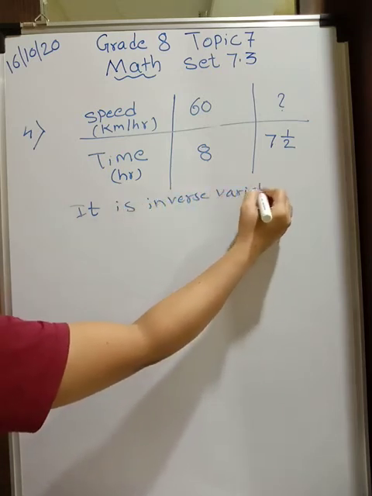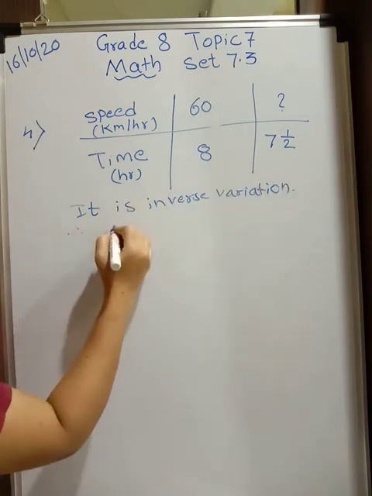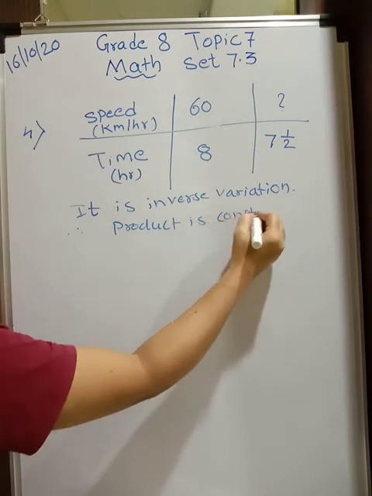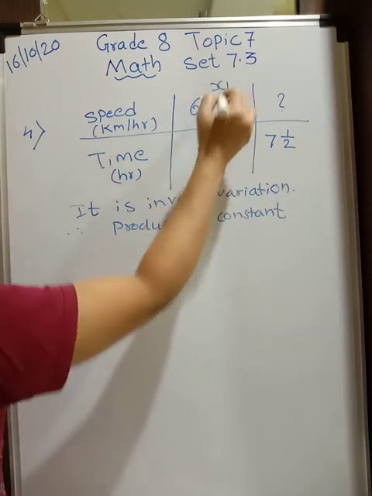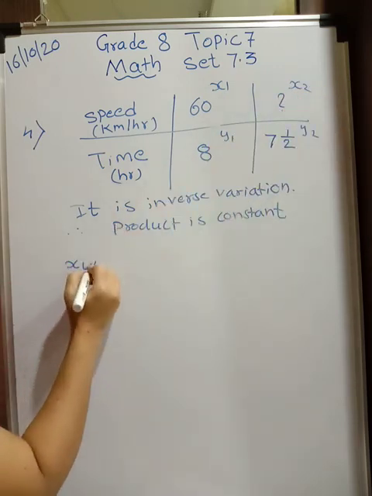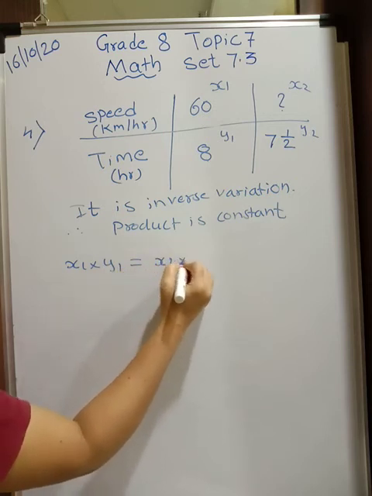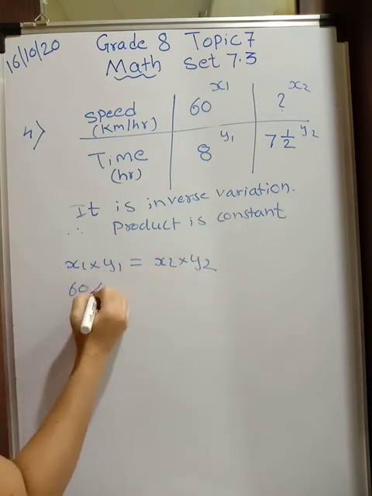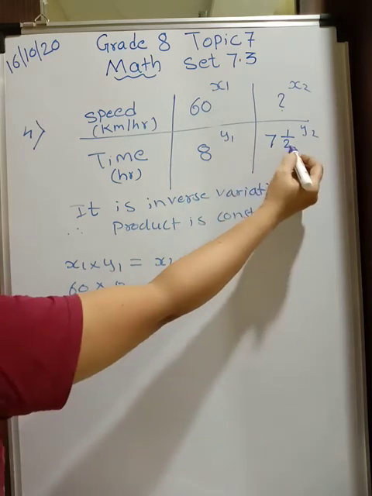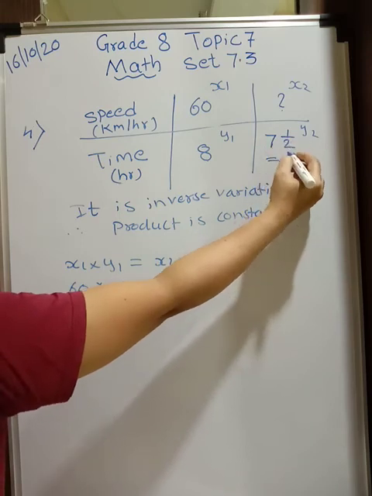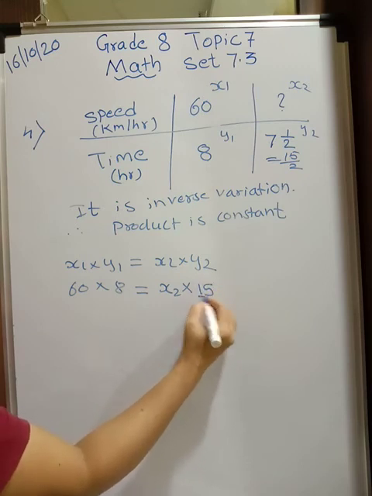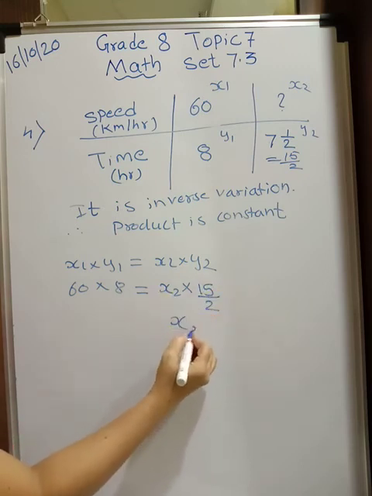First you understand this. Therefore, in inverse, what is constant? Product is constant. So let this be x1, y1, x2, y2. So what we have? x1 into y1 is equal to x2 into y2. So 60 into 8 will be equal to x2 into 7 integer 1 upon 2. So this is equal to 7 twos are 14 plus 1, 15 upon 2. 7.5 is 15 upon 2. I want to find x2. So how to find x2?